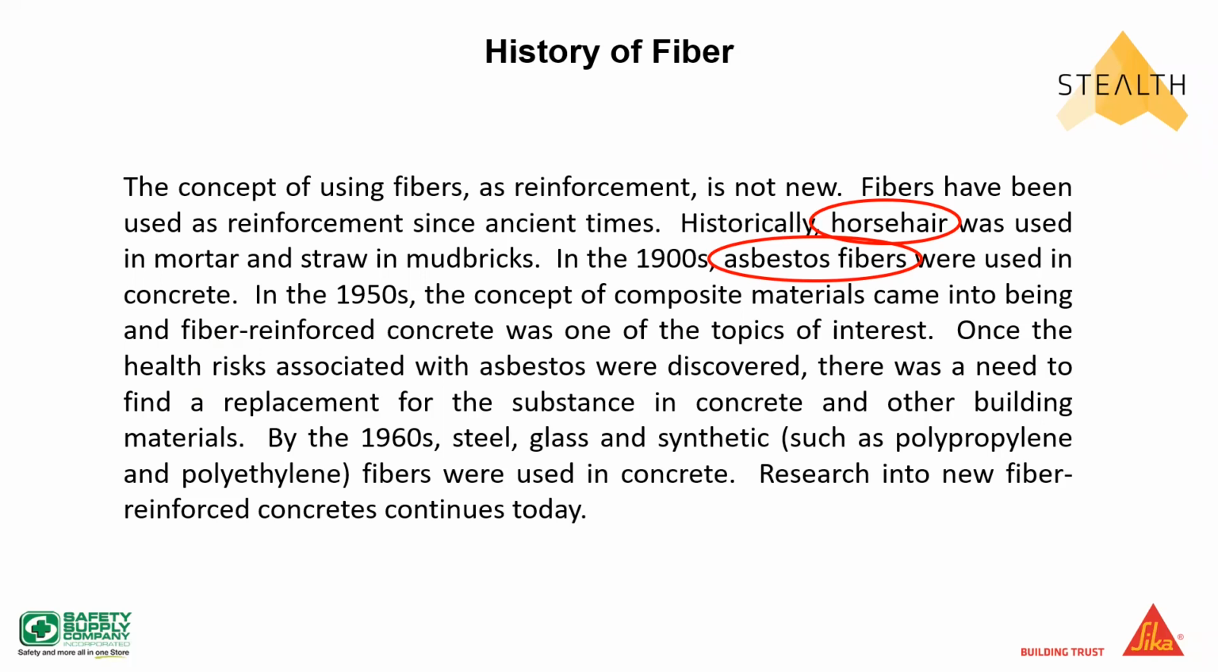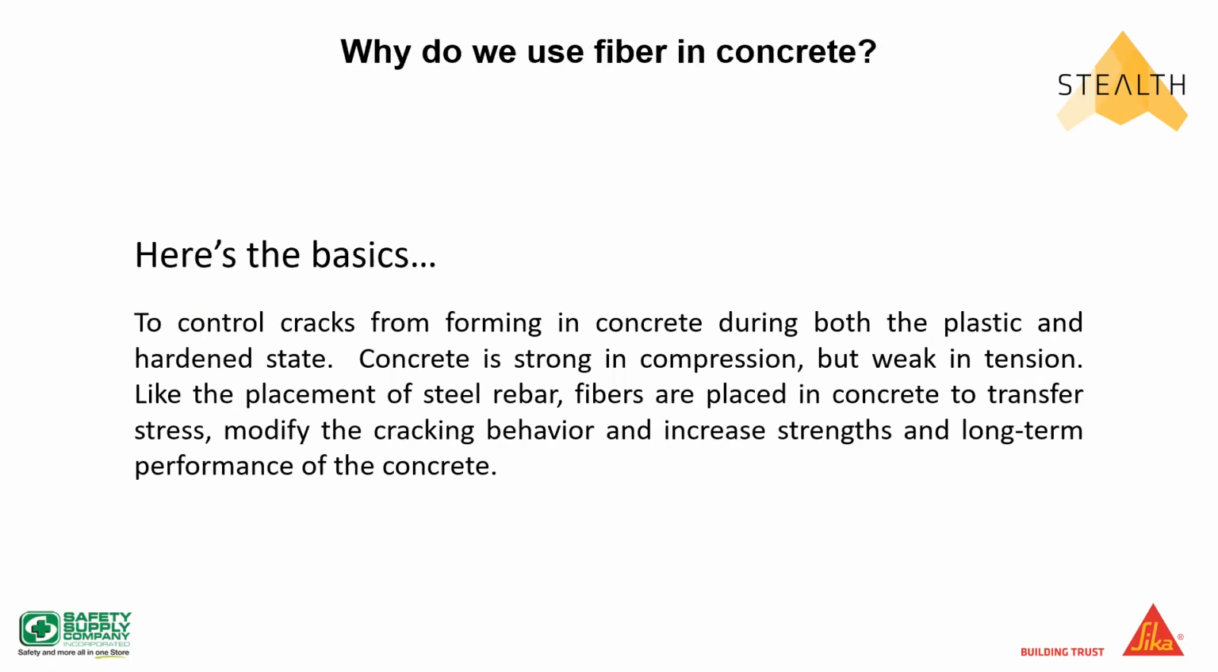Those fibers were used for a while in the 1900s, and then when they realized the danger with that, all of a sudden in the 60s, we see steel, glass, synthetic. That's your polypropylenes and your polyethylenes. So all different types of materials out there today, everything from nylon to glass to steel to synthetic, and we're going to talk a little bit about all of them.